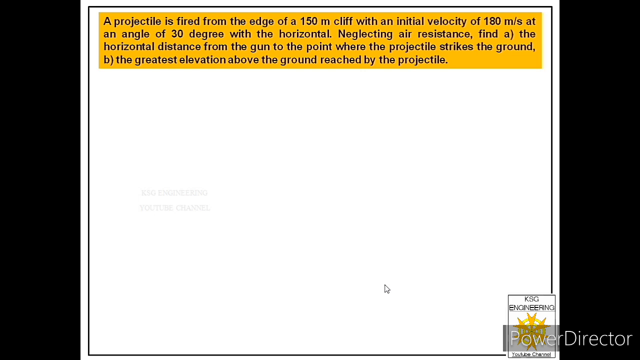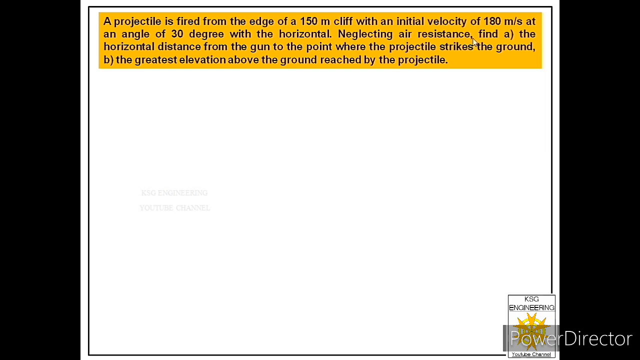So we are given one statement. Let us read that statement first. A projectile is fired from the edge of a 150-meter cliff with an initial velocity of 180 meter per second at an angle of 30 degrees with the horizontal.